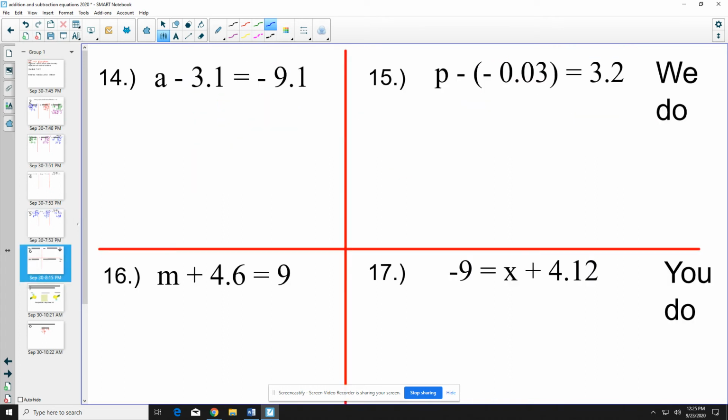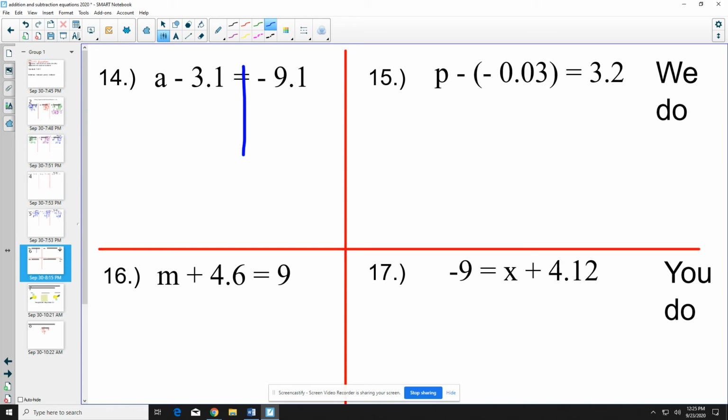All right, we got one more page. I want you to do 14 and 15 with me. So in your notes, write a minus 3.1 equals -9.1. Draw a line where the equal sign is to separate the sides. Look at the side with the variable. The variable's a. Behind it, it says -3.1.